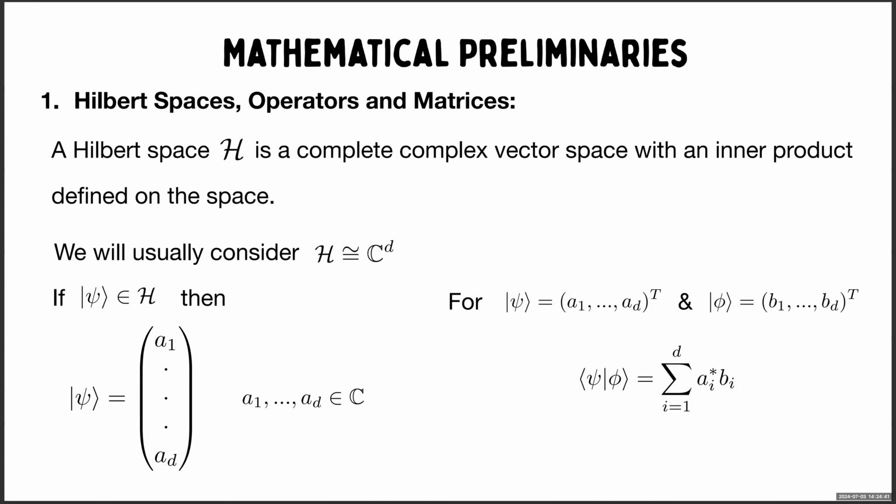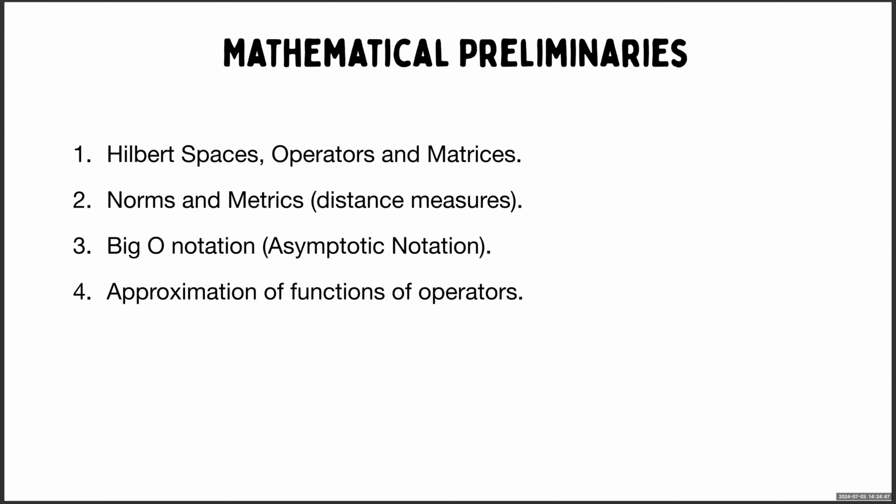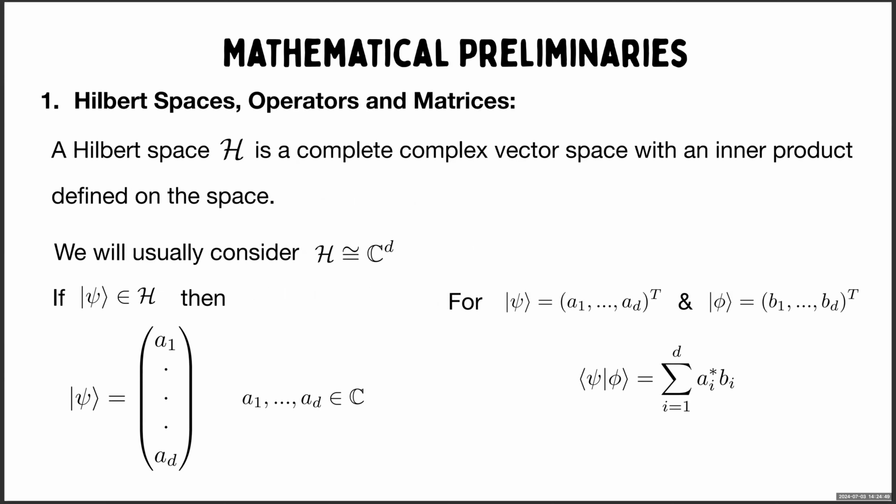But for at least the purposes of whatever we'll be dealing with, we'll just consider that our Hilbert space is just a vector space of complex numbers, or just the D-fold Cartesian product of the complex numbers. So just a D-dimensional complex vector space. That's most of what we'll be dealing with.